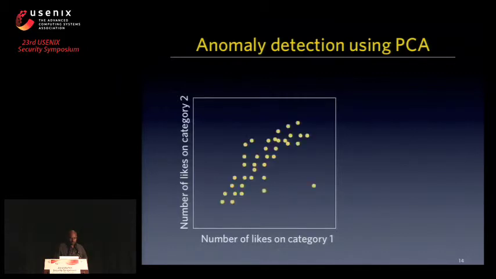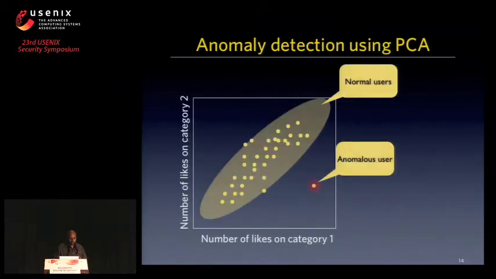Now, let's put some users here. And for a moment, let's assume that a bunch of users are normal users, as highlighted here, and there is one anomalous user here. If you look at the normal users, you will notice a pattern: most of them have roughly the same number of likes for category one and category two. You will notice that the anomalous user deviates from this pattern, with a significant deviation from normal behavior. What we want to do is take a tool like PCA and find out automatically which is the anomalous user here. So how do we do that?